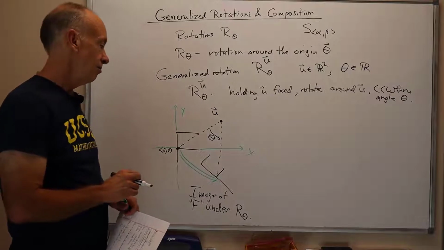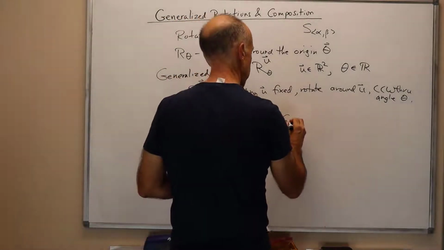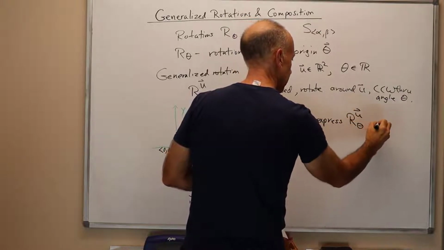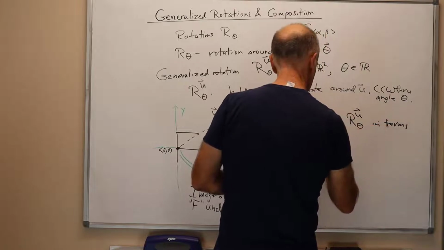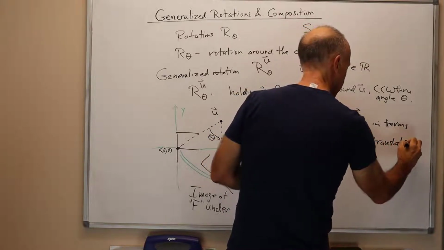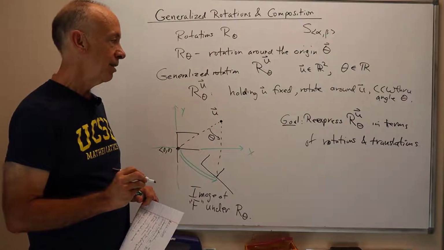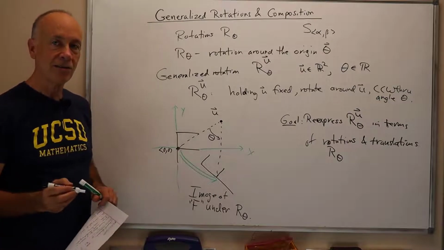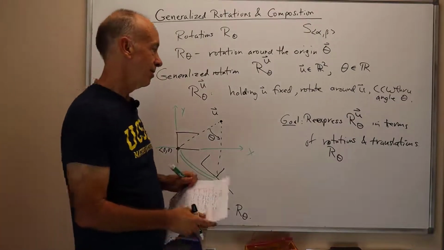Okay. So we'd like to re-express this in terms of rotations and translations. Our goal here is to re-express r u theta in terms of rotations and translations. You might want to pause the video here for a moment and think about how you would re-express r u theta in terms of rotations and translations. When I say rotations, I mean rotations r theta around the origin, and translations are just translations. So how do you re-express a generalized rotation in terms of rotations and translations? You can pause here, think about it for a minute, and then we'll discuss this.